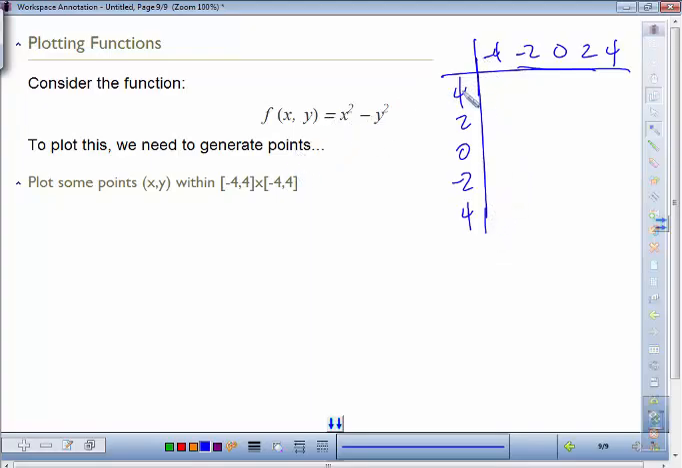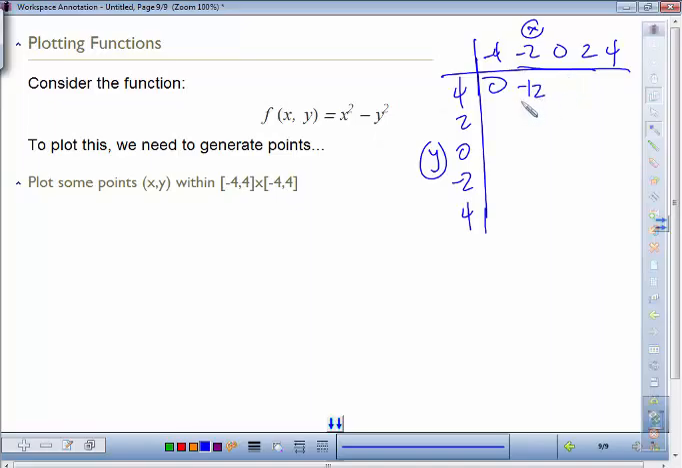So if I put x is equal to -4 and y is equal to 4 into this formula, what am I going to get? What should I get? I get 0. If I put x is -2, y is equal to 4 into this formula, what do I get? 12.